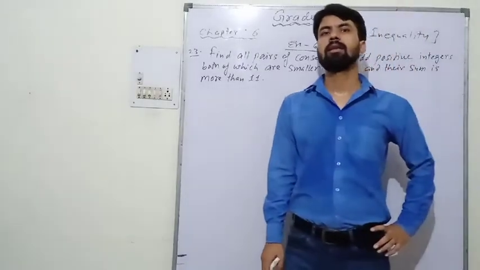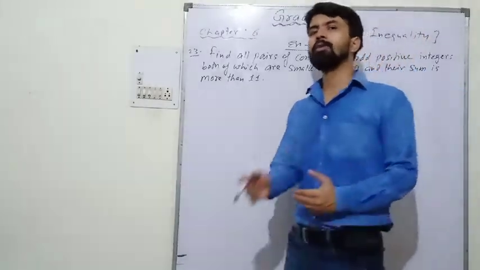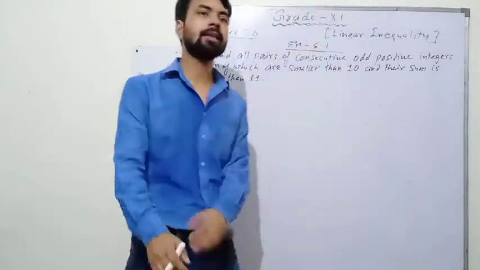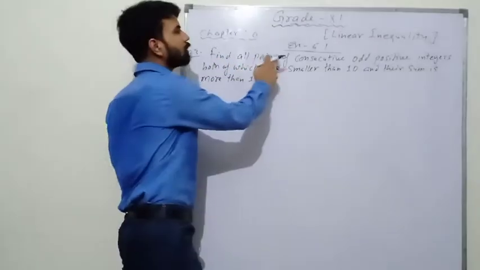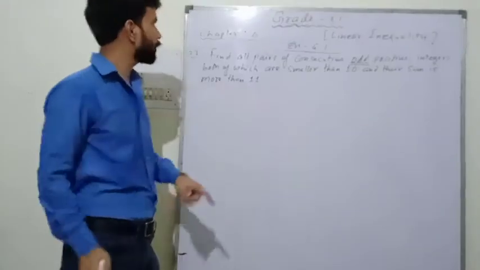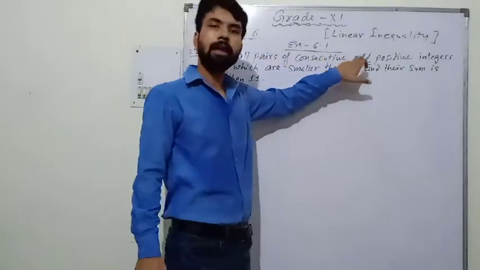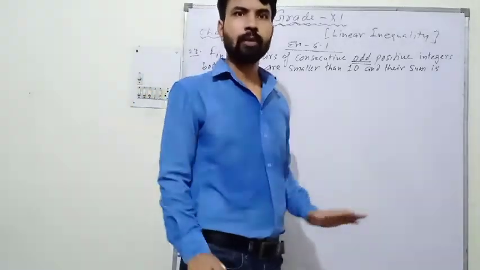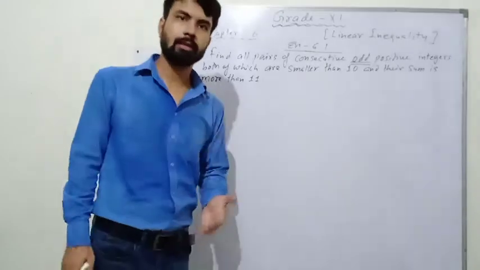Okay students, now let's move on. Next question, question number 23. Question number 23 and question number 24 are both the same. The only difference is that question 23 asks to find all pairs of consecutive odd numbers, but the next question asks to find all pairs of consecutive even numbers. Otherwise both questions are the same. So I am explaining question number 23. You will solve 24 yourself.